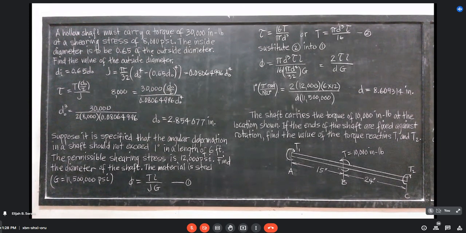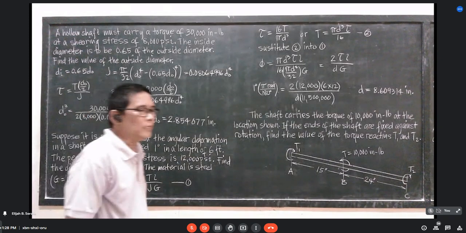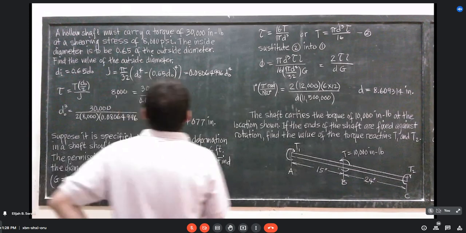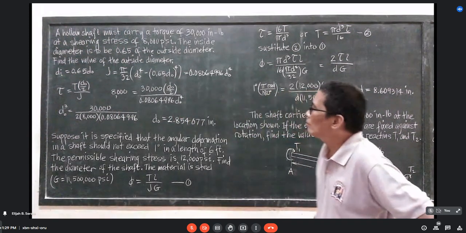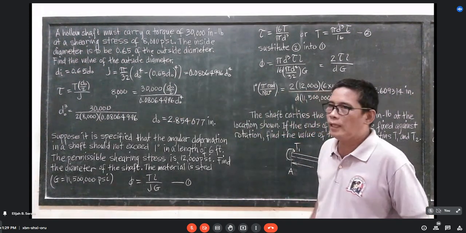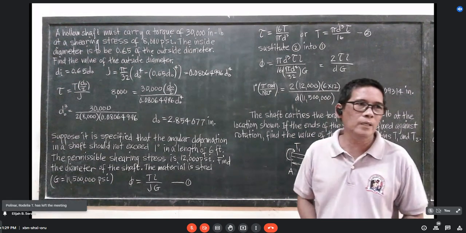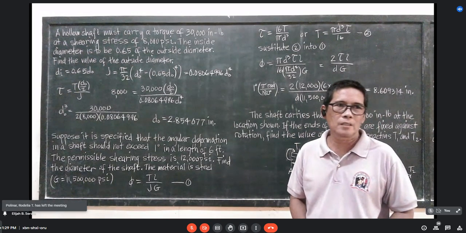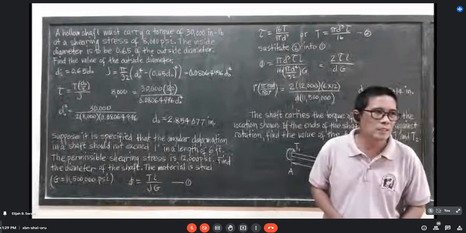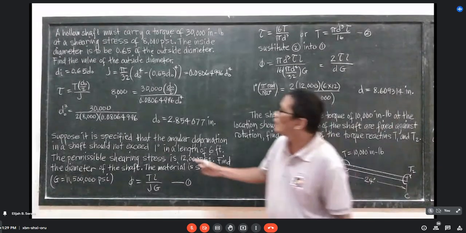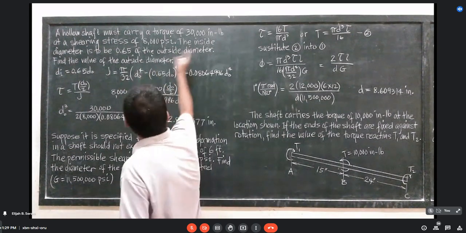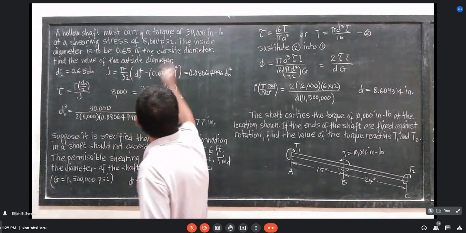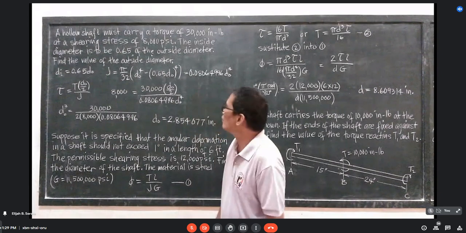So we have a hollow shaft. It carries a torque of 30,000 inch pound, and the shearing stress due to the torque is 8,000 psi. Now, the diameters are not given, but the ratio between diameters. It says that the inside diameter is 0.65 that of the outside. So the inside diameter is 0.65 of the outside. So we're going to find the diameters.